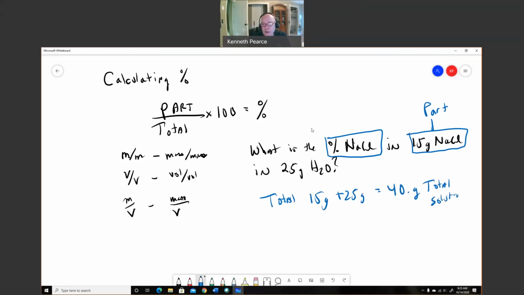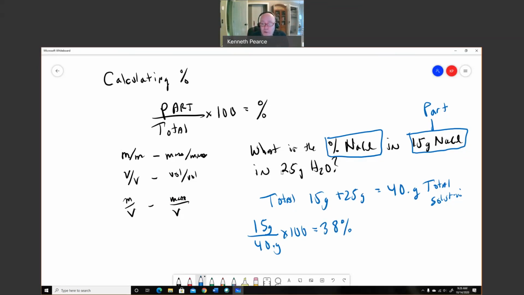Total solution. Now we can go ahead and find the percent, and so that would be 15 grams over 40 grams times 100. And we put that in a calculator, 15 divided by 40 times 100. Don't forget the times 100 part, because percent means per 100, cent like in century. And so we say 38%, with sig figs, because we have two sig figs on the top, and 40. is two sig figs, so it's 38%.